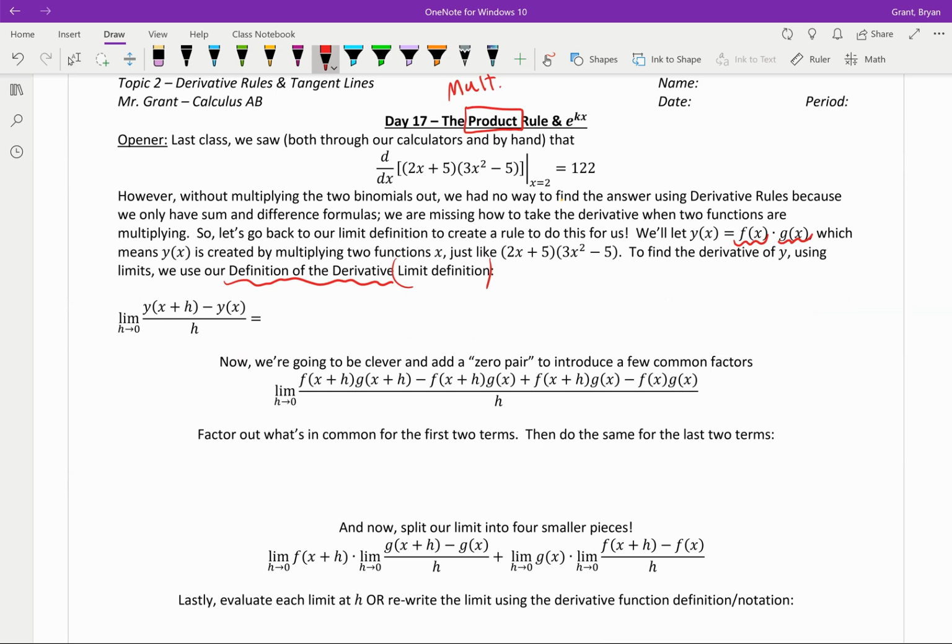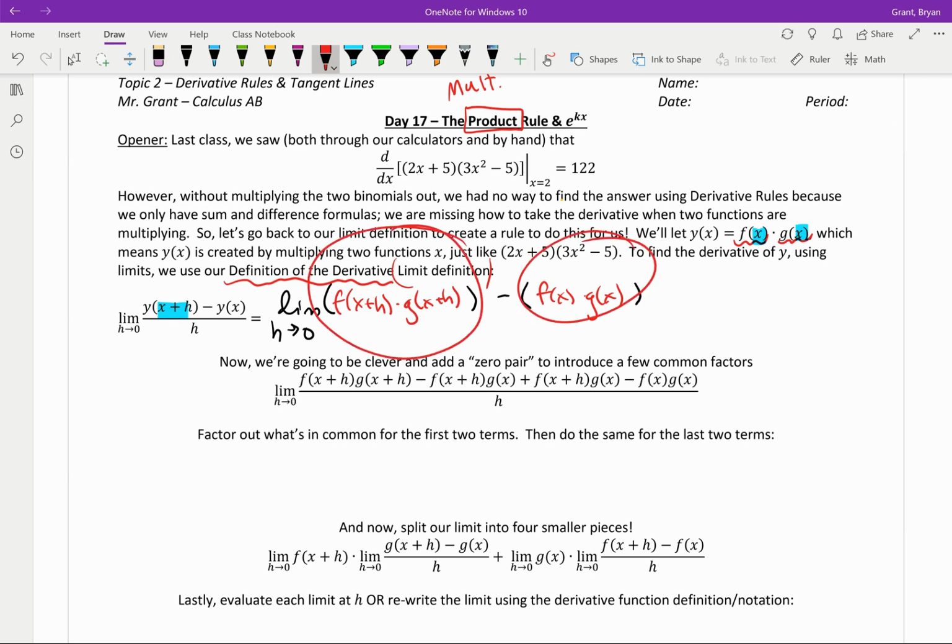Let's go ahead and actually use that. So our x plus h is going to get substituted into our function here. So we have the limit as h approaches 0, and the y of x plus h is going to take that spot. Here's going to be y of x. I think y of x is pretty easy. That's just f of x times g of x. That's the name of our function. And the other one is f of x plus h times g of x plus h. So this is y of x plus h minus y of x, and all of that is divided by h.